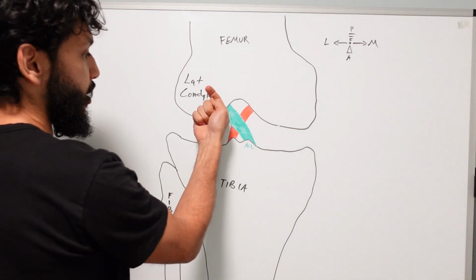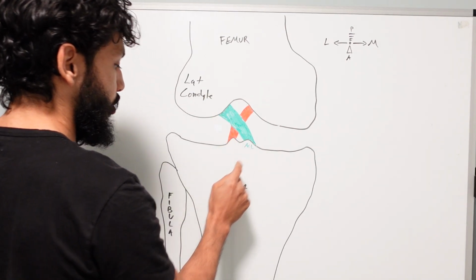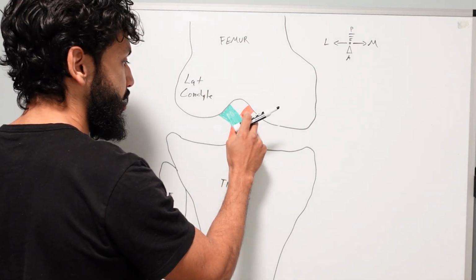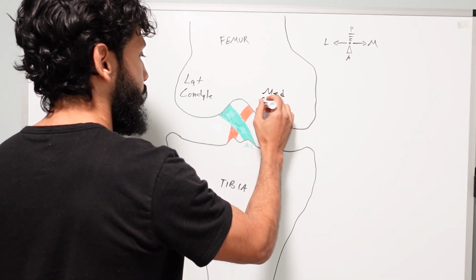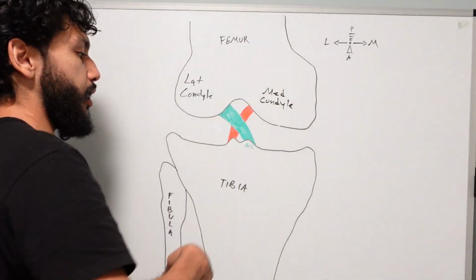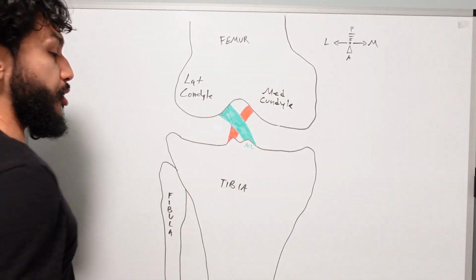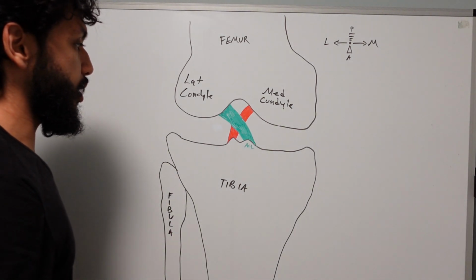Okay, so the ACL is coming from the lateral condyle and going out to attach on the anterior side of the tibia, and the PCL is attaching to the medial condyle, to then run posteriorly to insert on a more posterior location on the tibia. Okay, and so that's how those two are crossing each other.